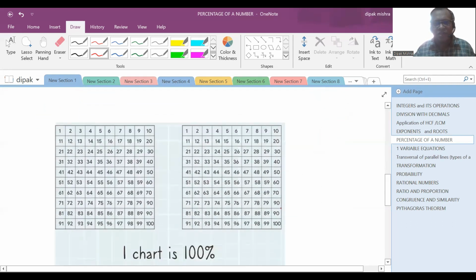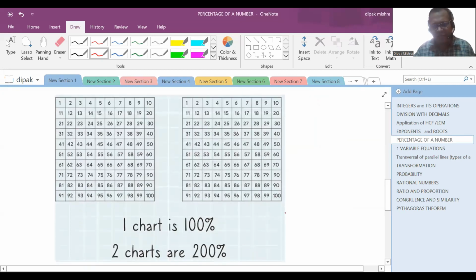Percentages can be 100%, can be 200%. Technically 100% is what we consider, but mathematically there can be 200% as well. 200% is basically two charts. If there are two rectangles of 100 values each, we consider each of them to be 100%, so two charts are equal to 200%. If you have $10 and I have $5, you have twice of that. So it is 10 over 5, which is twice, and twice into 100 is 200%.